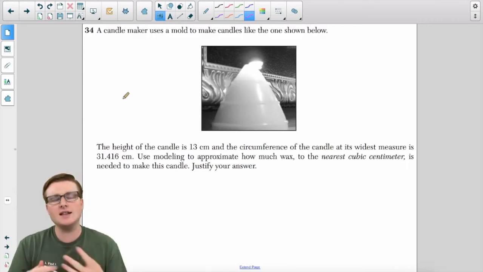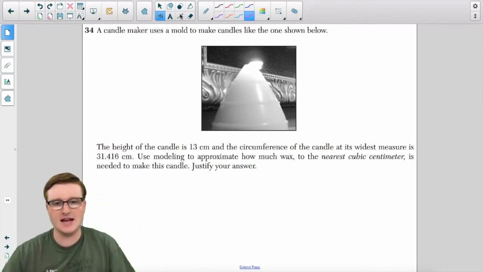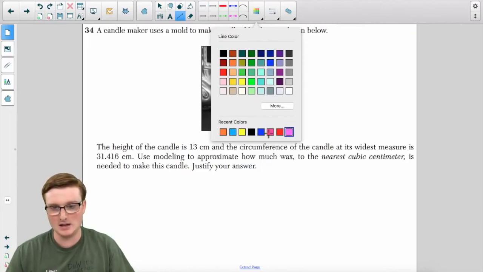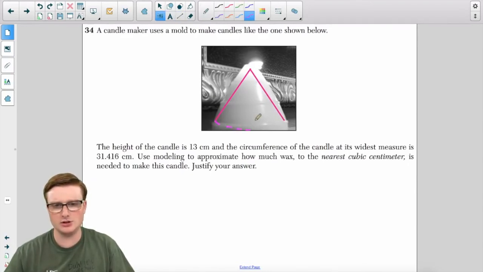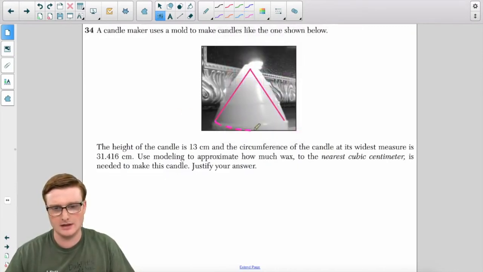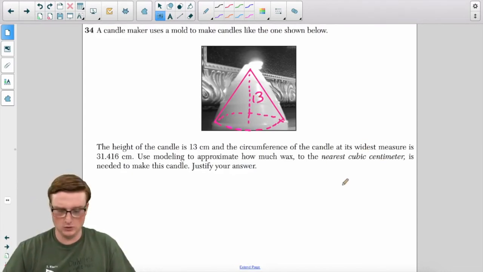First and foremost, I like to draw in the picture. So we definitely know that this has to be a cone because it says that it is modeled by a cone. So I'm going to draw a circular base like that, going around, and it has a height of 13. Now, we need to find the volume of this cone.